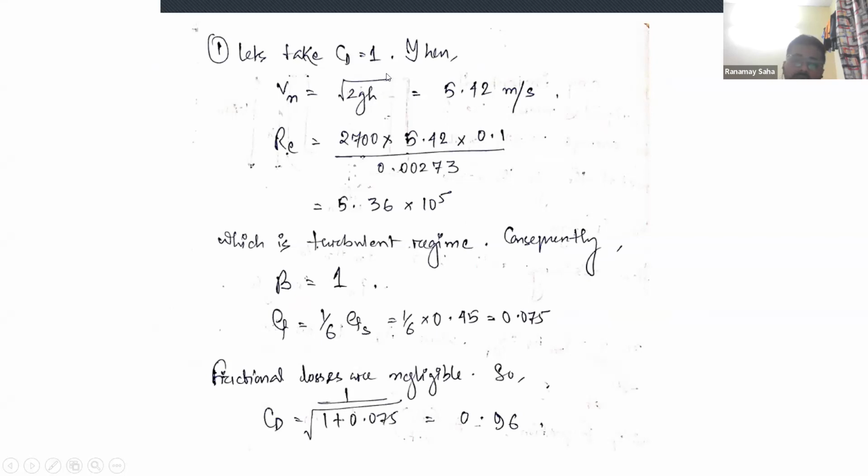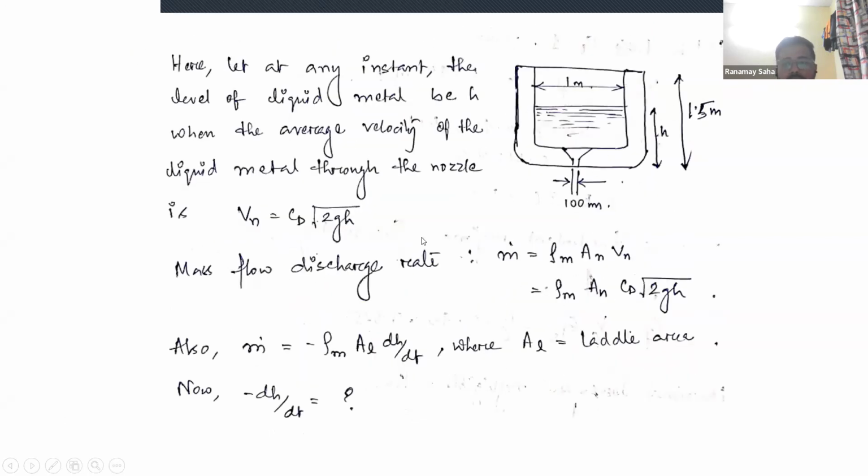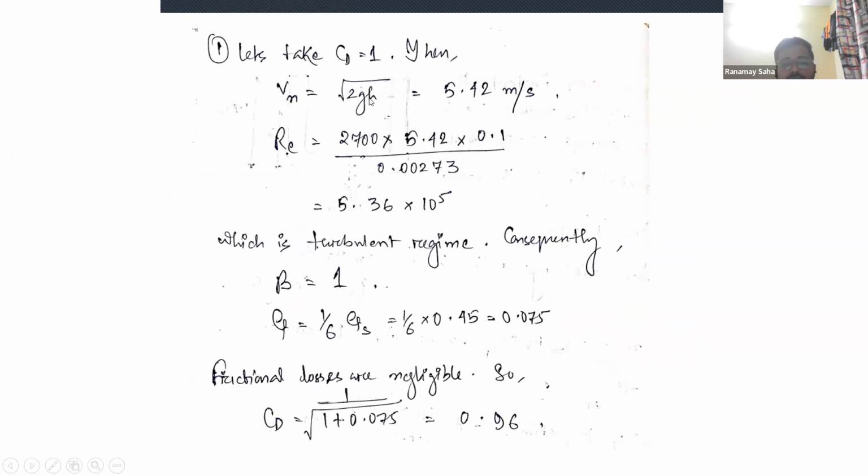Now, let us start the problem. Initially, let us check if at all Cd plays a role, if friction plays a role. So take Cd equal to 1, that is, consider that there is no role of friction. Then you find the nozzle velocity as root 2gH. What is H? H is the total H, 1.5 meter. You will find that the velocity at the nozzle is 5.42 meter per second.